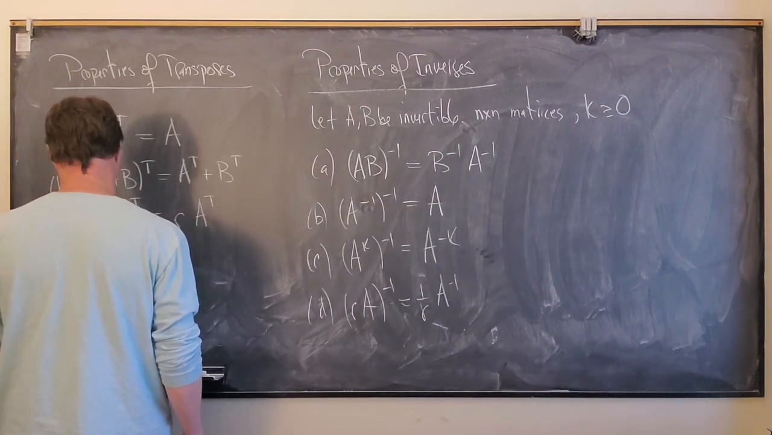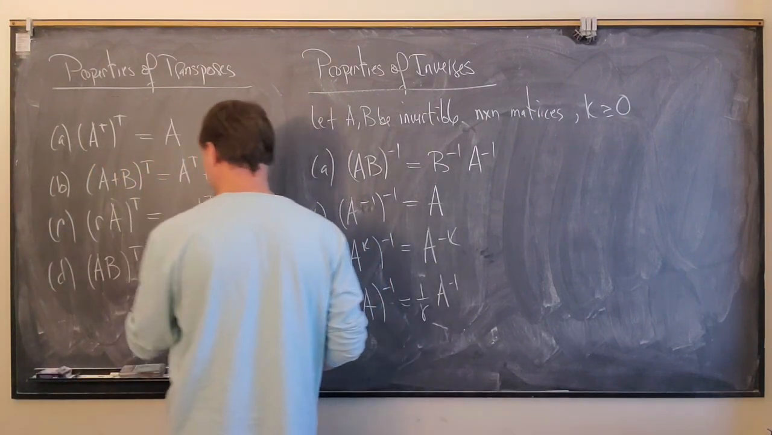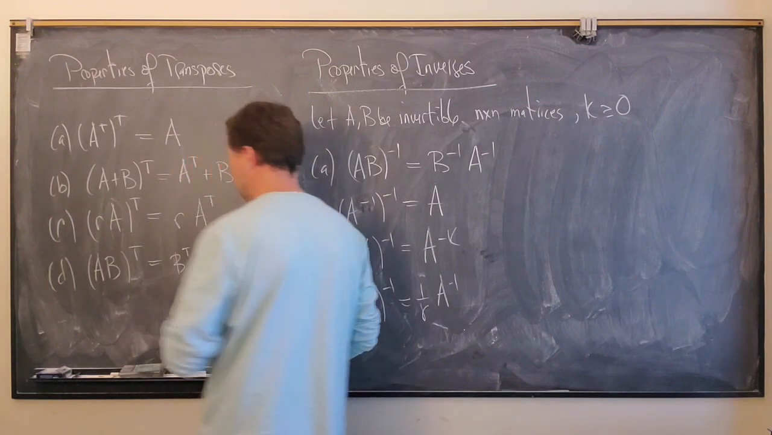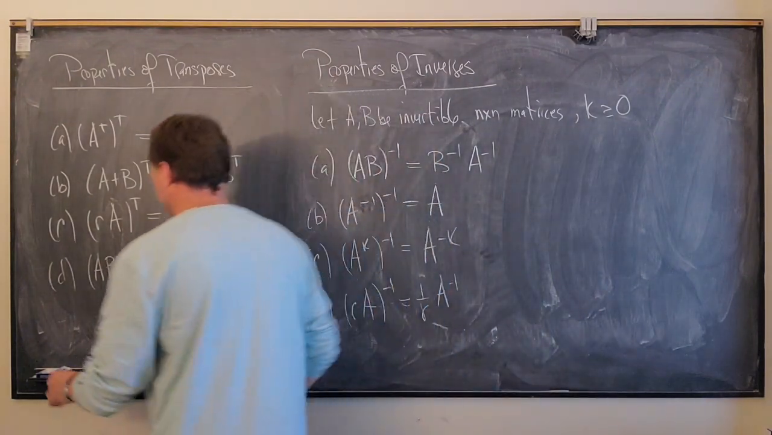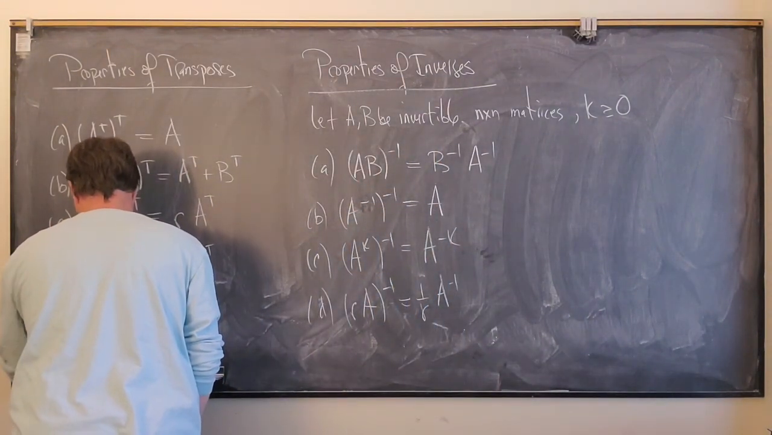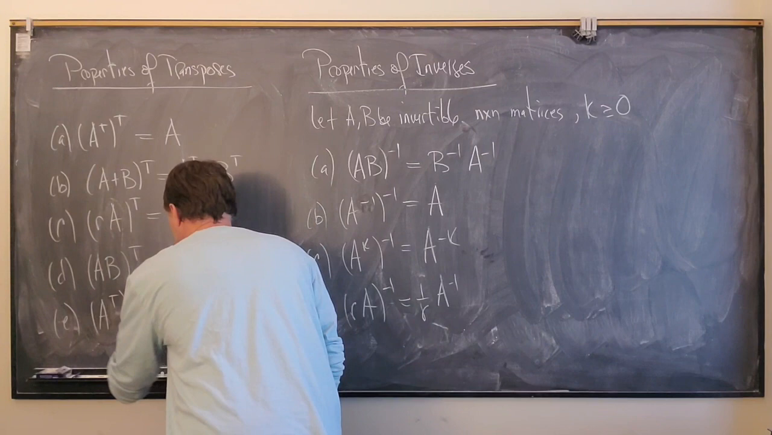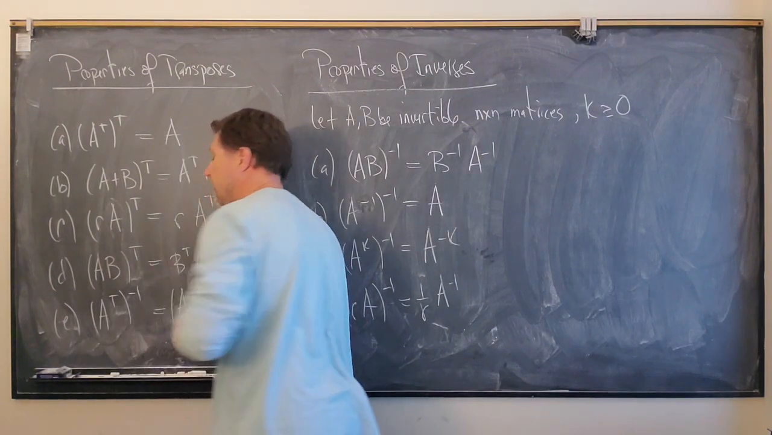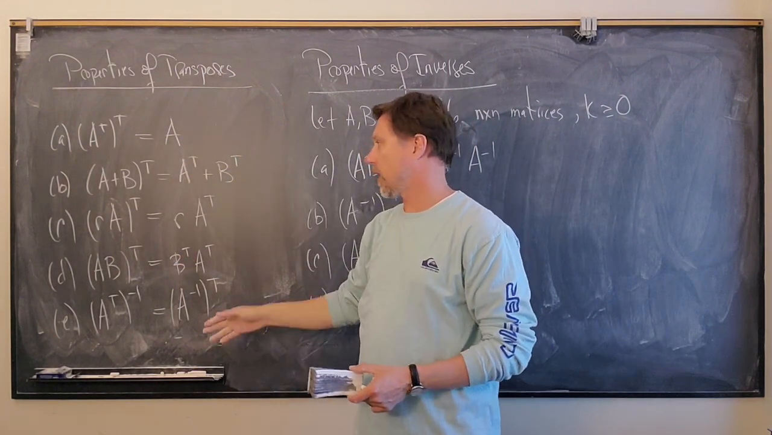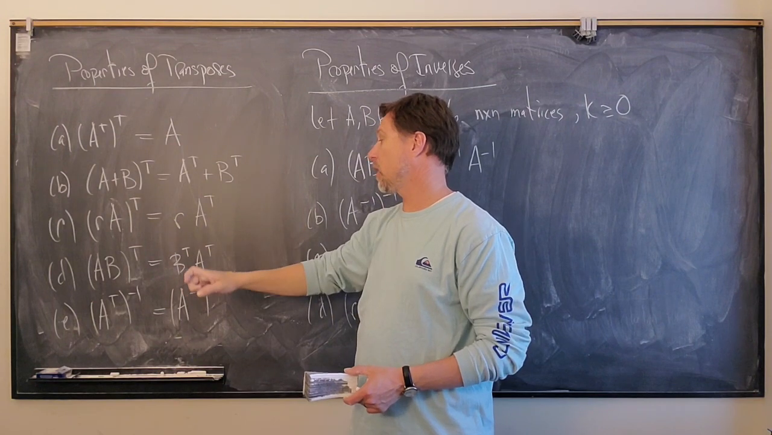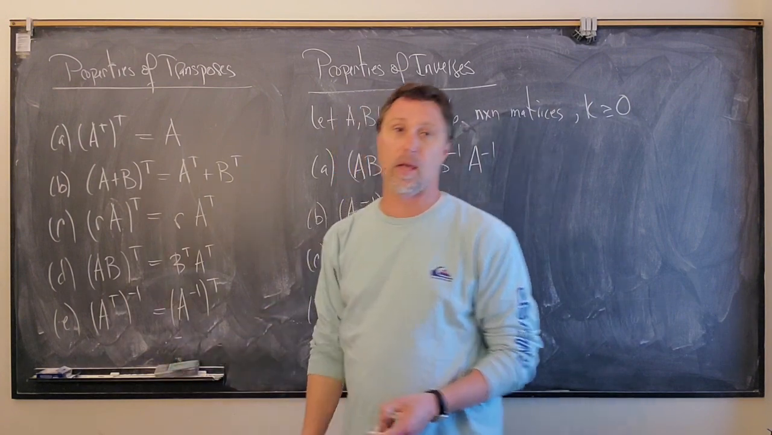This next one, I think this is less obvious, but the transpose of A times B is B transpose times A transpose. And then one more property: the inverse of the transpose is the transpose of the inverse. So this operation of transpose works nicely with all the operations: addition, scalar multiplication, multiplication, and inverses. Okay, so that's a good place to stop for today, and I'll see you next time.